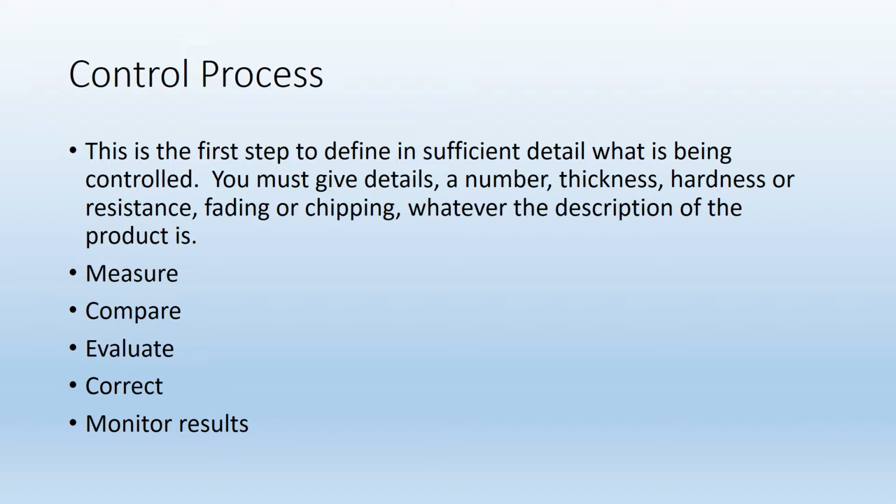Control process. This is the first step: to define in sufficient detail what is being controlled. You must give details: a number, a thickness, hardness, or resistance, fading or chipping, whatever the description of the product is. Measure, compare, evaluate, correct, and monitor all results.